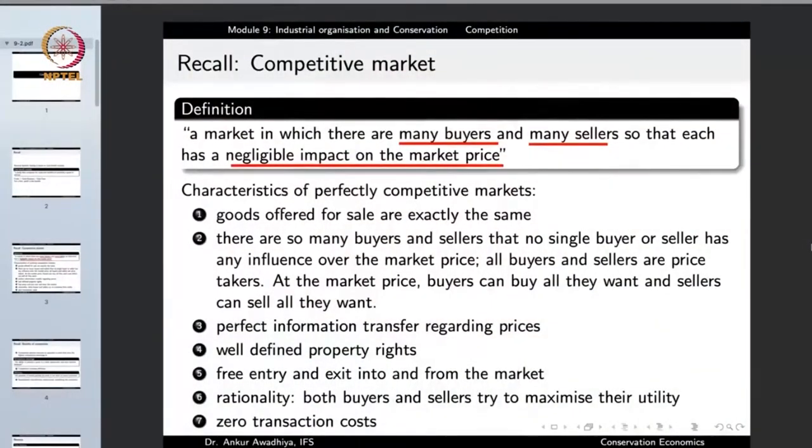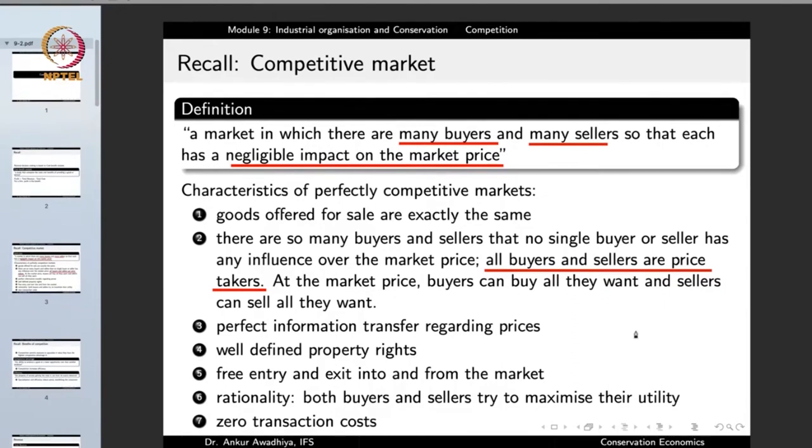We also had a look at the characteristics of perfectly competitive markets. One, goods offered for sale are exactly the same. Two, there are so many buyers and sellers that no single buyer or seller has any influence over the market price. All buyers and sellers are price takers. Now, this is a very important statement that you should remember, that in a competitive market, all the buyers and sellers are price takers. At the market price, the buyers can buy all they want and the sellers can sell all they want.